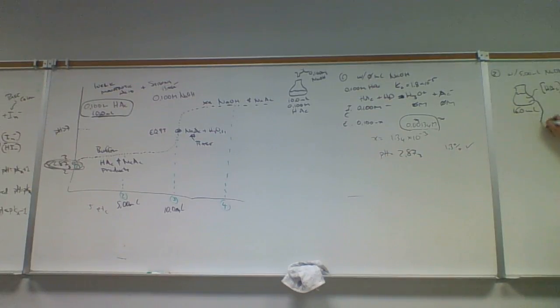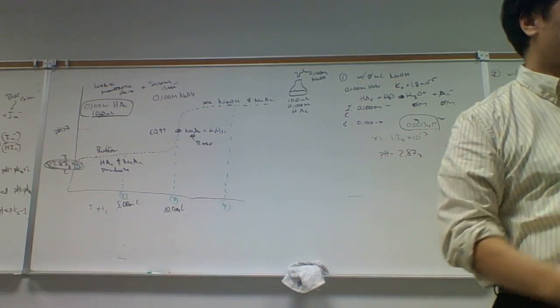And then the sodium hydroxide is going to undergo dilution too. The sodium hydroxide is going to be a 5 to 15 dilution, which is a 1 to 3 dilution of 0.100, which is going to give us 0.0333 molar. We don't want to round this because rounding.